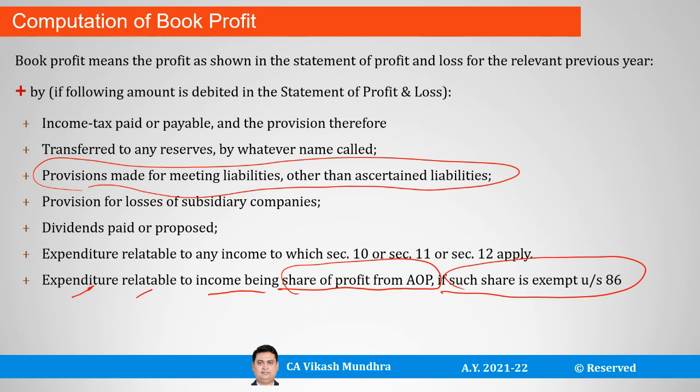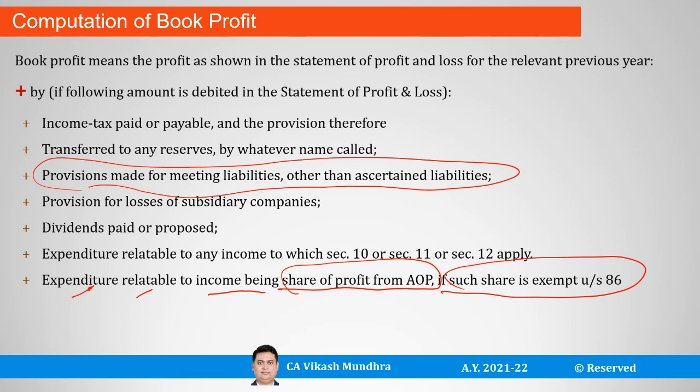If we go through this language, provision made for meeting liabilities other than certain liabilities. Can I say provision for bad debt is made for meeting liabilities? No. Provision for bad debt is created for diminution in the value of my asset. That is for the purpose of an asset. It is not linked with my liability. Hence, that item is not covered by this line item. Till now, we are not supposed to add back provision for bad and doubtful debts because it does not meet this criteria. Since this is a provision for meeting liabilities, and provision for bad debt is not made for meeting any liabilities, addition should not be made.